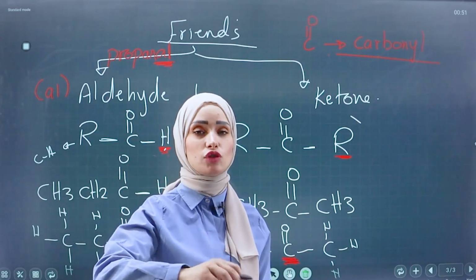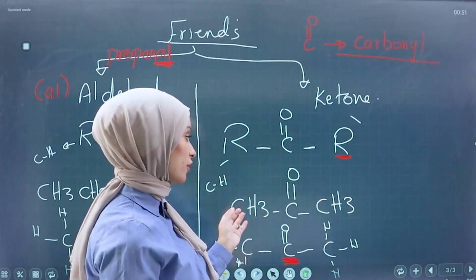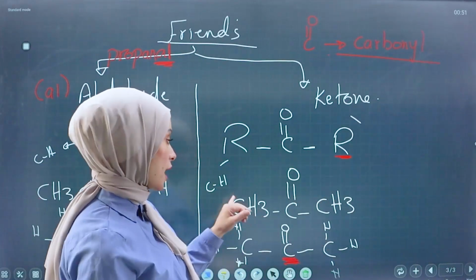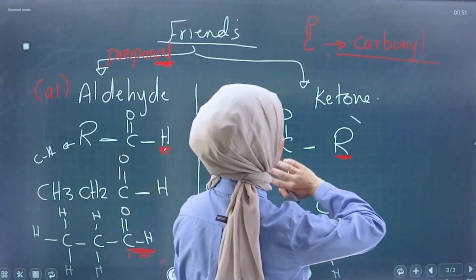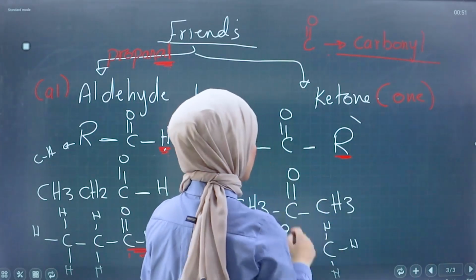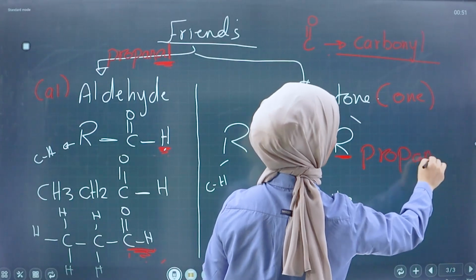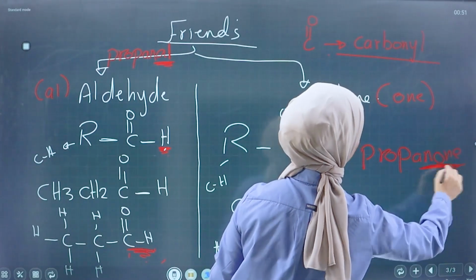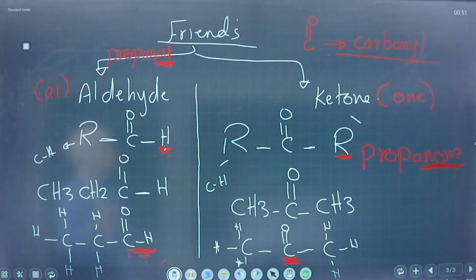The first step in this chapter is only to take the number of carbon names. So I have 1, 2, 3, meth, eth, prop. I take the number of carbons and I add the section one. So this is a propanone, okay? After adding one, this is a ketone. So these are the friends, which are aldehyde and ketone.